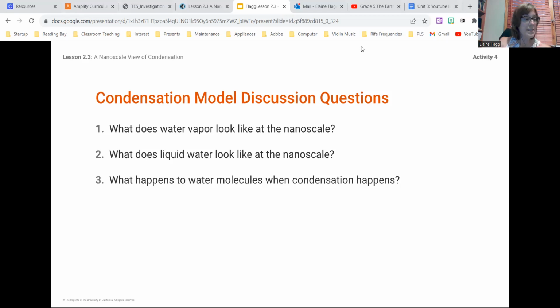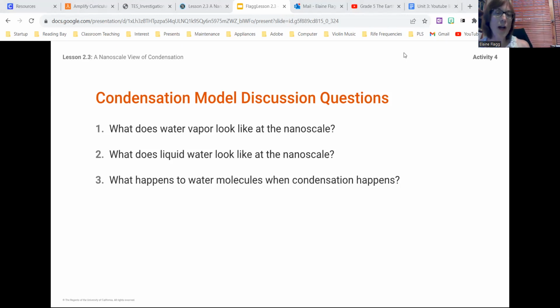So I'm going to pause this and give you about 15 minutes of time to play with the models, and then you can press pause on the video and then come back after 15 minutes after you've had a chance to investigate with the condensation model. All right, I'll be right back.